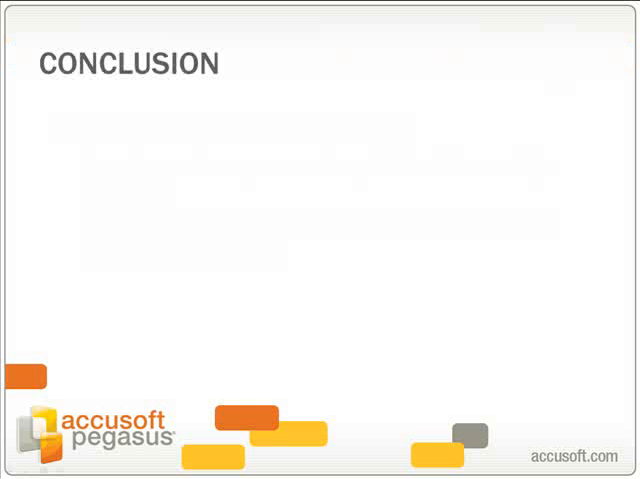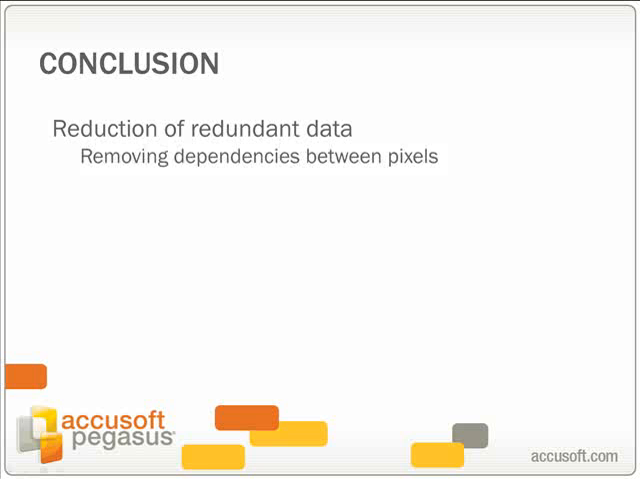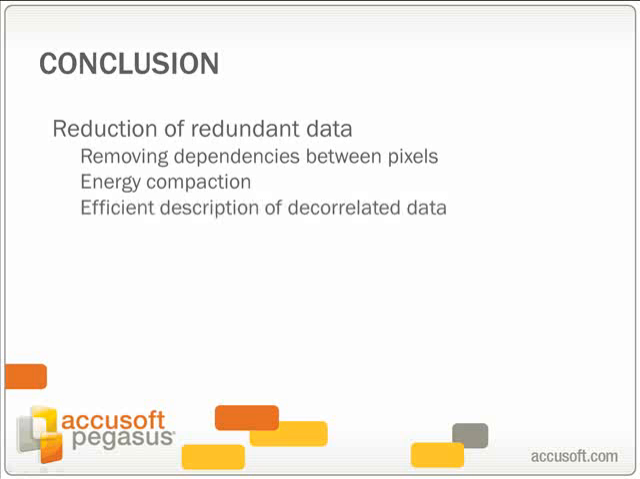Let me summarize what we've learned today. Lossy data compression is based on two concepts. Number 1, reduction of redundancies. The dependencies between the pixels are removed. The image shall be transformed so that the energy is concentrated in a few coefficients rather than spread amongst the entire image. This decorrelation of data allows us then to efficiently describe the information using entropy encoding. Despite rounding errors, the reduction of redundancies is completely lossless.